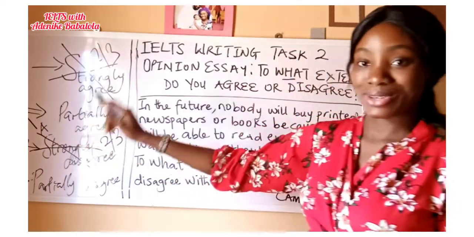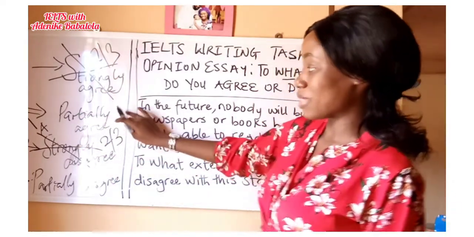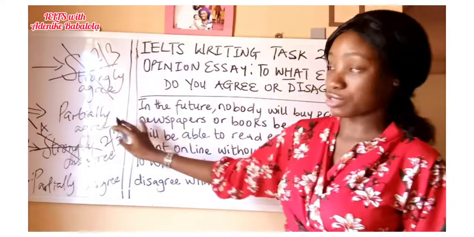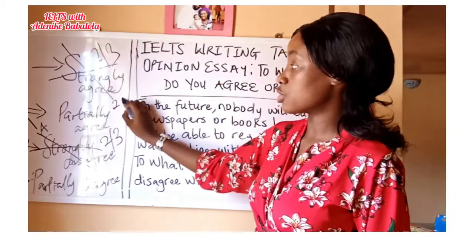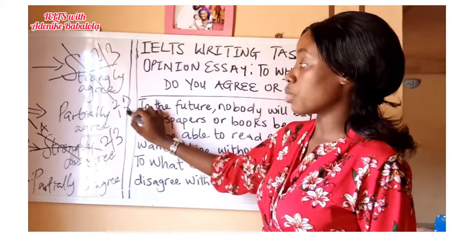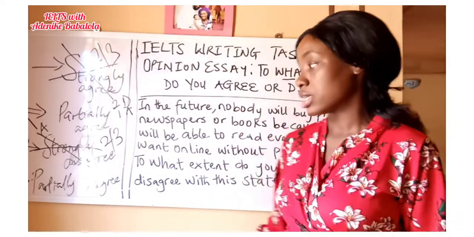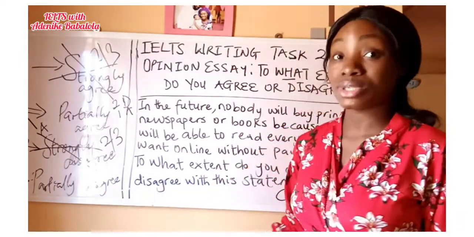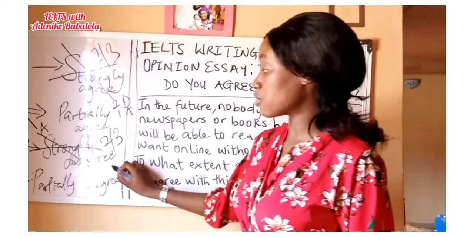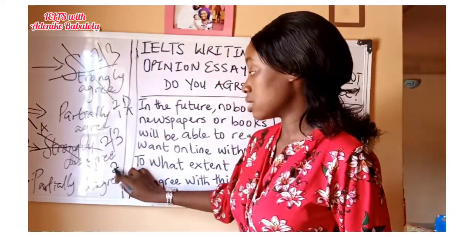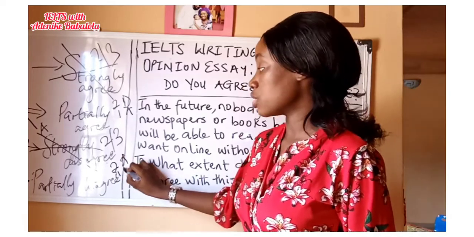Now, okay, it looks like you cannot see what I'm doing down there. Let me come this way. So I said for the partially agree, you disagree with 2 points and you agree with 1 point, because it says you agree to an extent, not fully. If it's partially disagree, it means you disagree a little. So here you can have 2 points to agree, okay, and 1 point to disagree.